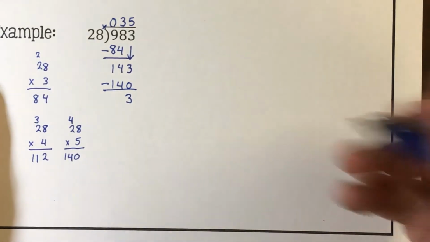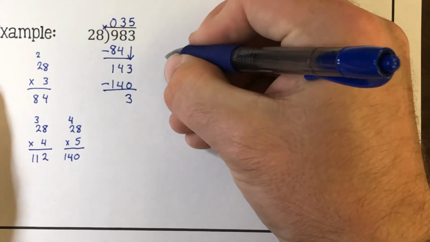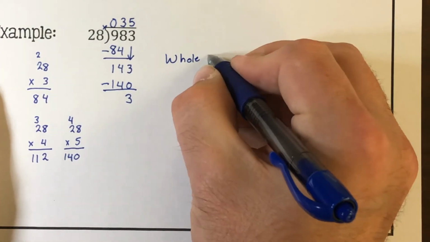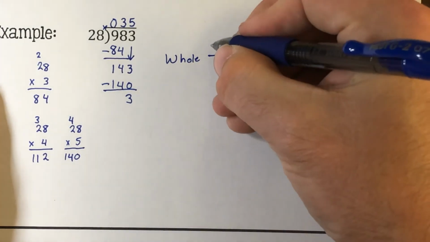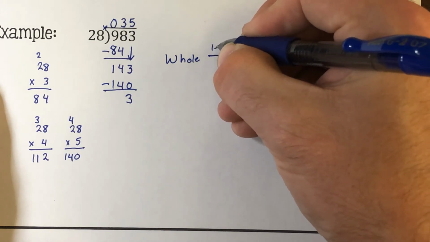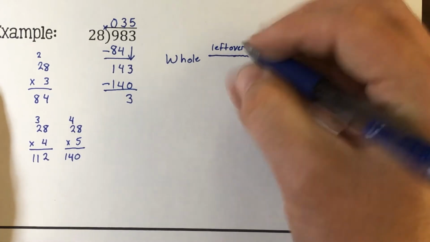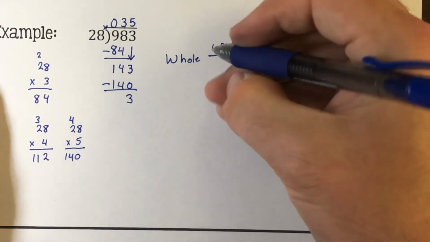So how do we set up our answer? Because I have a remainder, I'm going to have a mixed number. I'm going to have a whole number, and then I'm going to have a fraction, and the top is going to be what's left over, and the bottom is going to be what you divided by.